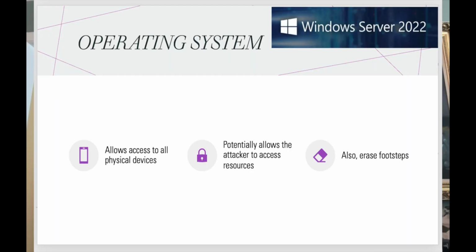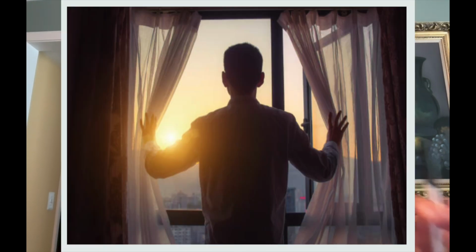As I'm progressing to the next slide, it says it allows access to all physical devices and potentially allows the attacker to access resources. So it's no wonder why we have all of these exploitations that we hear about. The more devices that connect to the big I internet, meaning the more windows there are, the more light can come in, like a house. But we all know there are also things we don't want that can come in too.